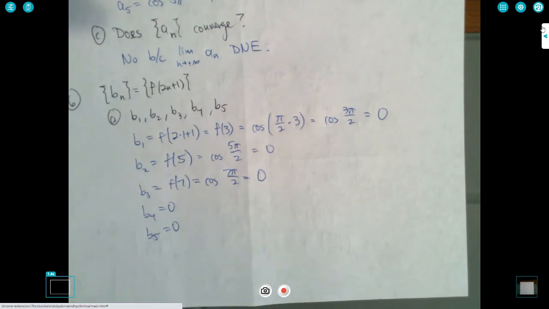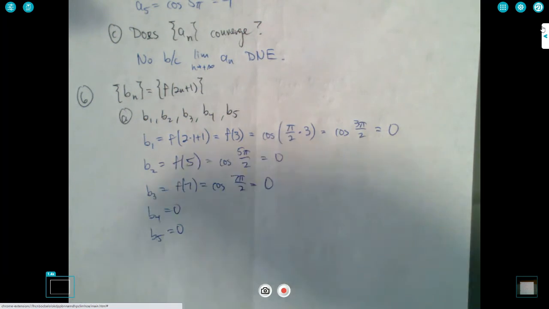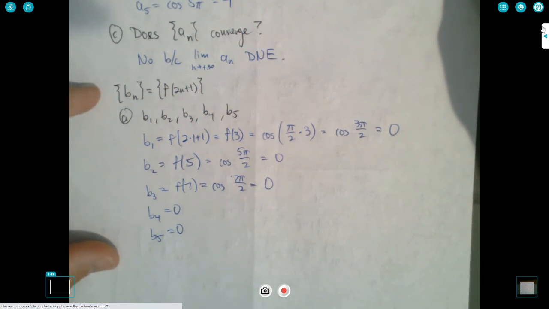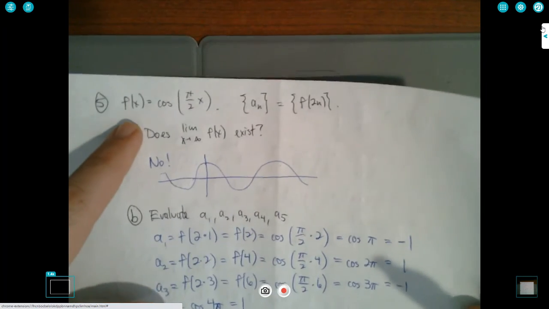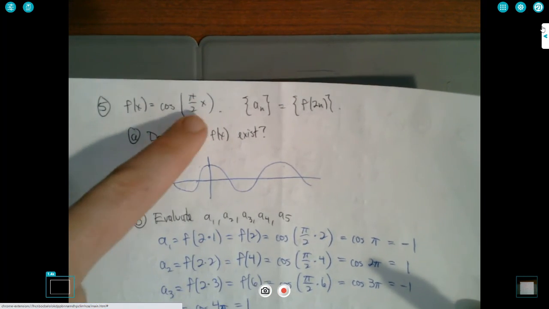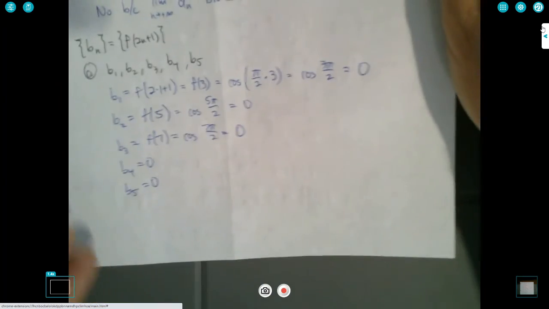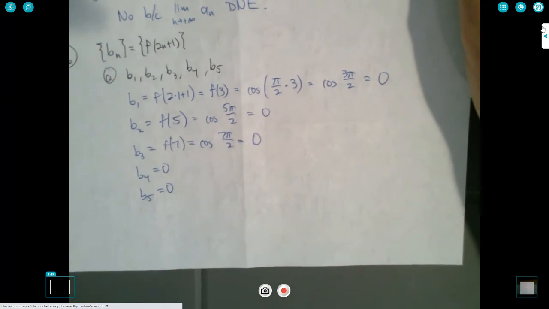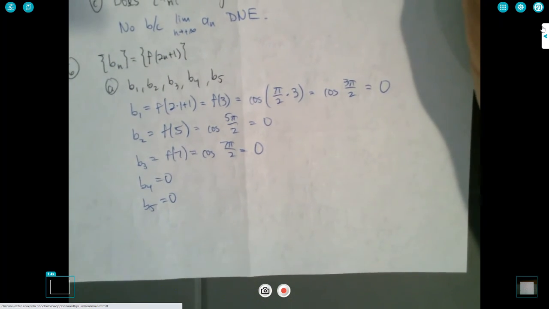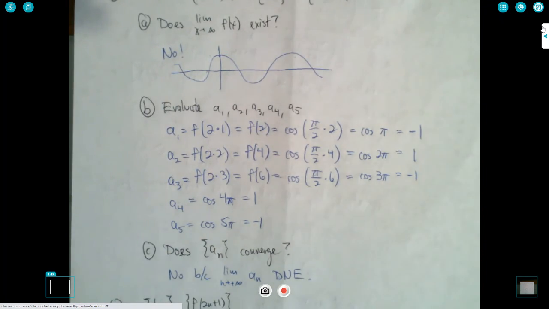So now, when they ask, does b sub n converge? The answer is yes, it converges to 0. And the reason that's interesting is because even though the original function diverges, you can still build a sequence by picking just some of the values on the function, like we did here, that converges. So I think that's kind of an interesting thing. That's what it's supposed to try to point out to you.